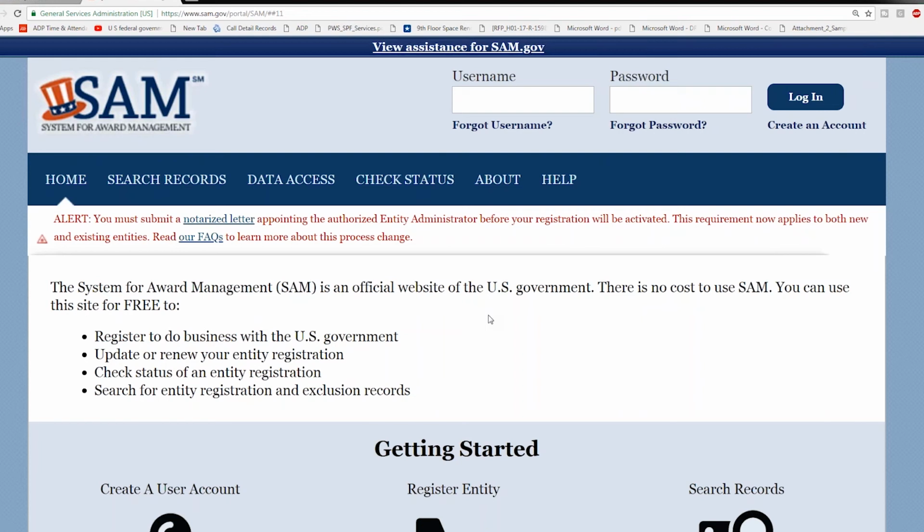Now, recently, about 2 months ago, the government started requiring that everyone get a notarized letter appointing the authorized entity administrator before registration will be activated. That notarized letter states who the authorized entity administrator, the person who administrates the registration, will be. For companies that are already registered, in order to renew, they have to submit the certified letter. For companies that are not registered, that are new companies, they also have to submit the certified letter.